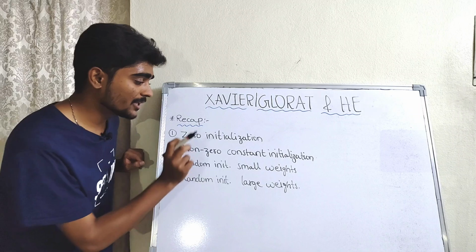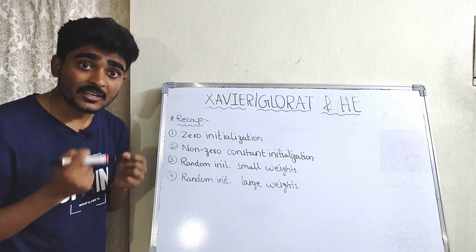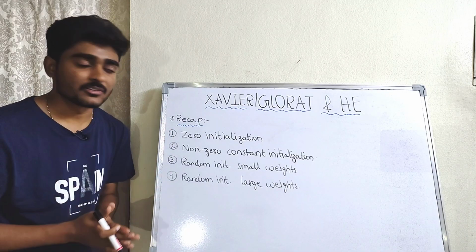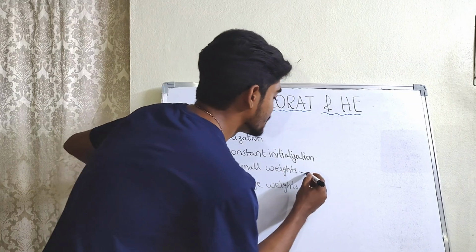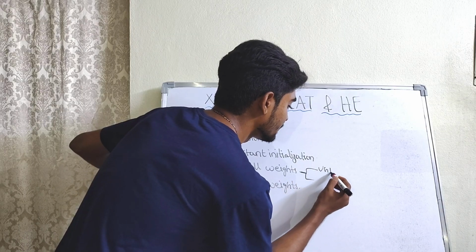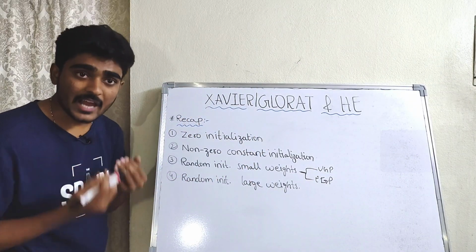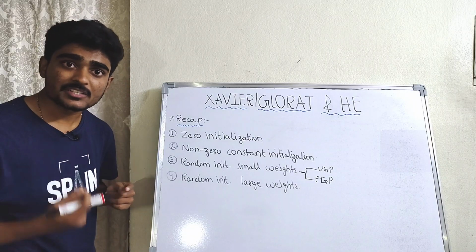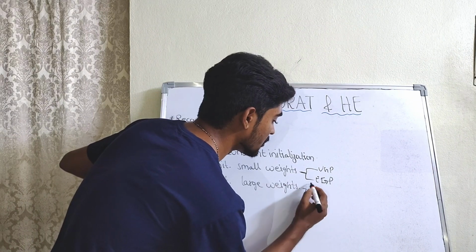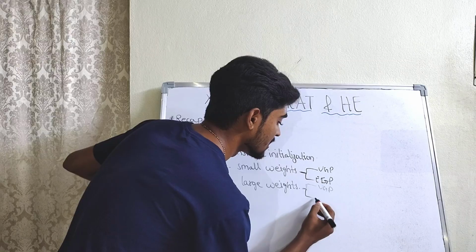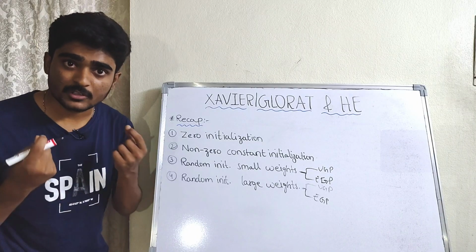Third, we randomly initialized smaller weight values. We selected random values for our weights and bias values, but those random weight values are of small numerical value. When the weights are small, we have observed that we face vanishing and exploding gradient problems. Fourth, we initialized random larger weight values, and we again faced the same problem of vanishing and exploding gradient problems. These are the four techniques we used in our previous video.